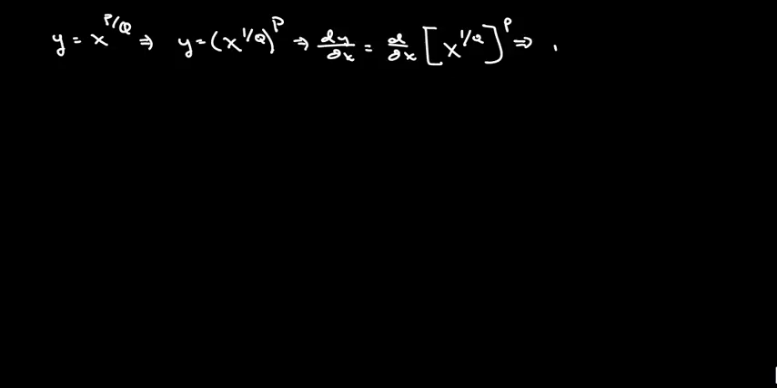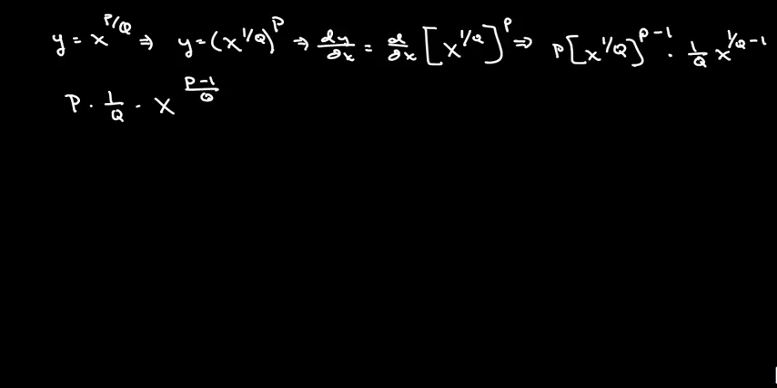So this is going to be, I'm going to bring the p down, and this would be x to the 1 over q, and then subtract 1 off the power. But then I still have to multiply it by the derivative of the inside. And so the derivative of the embedded function in here is going to be 1 over q times x to the 1 over q minus 1, like that. So I'm going to do the multiplication out here. So what I get is p times 1 over q times, now I got my two x's here, so it is x to the p minus 1 over q.